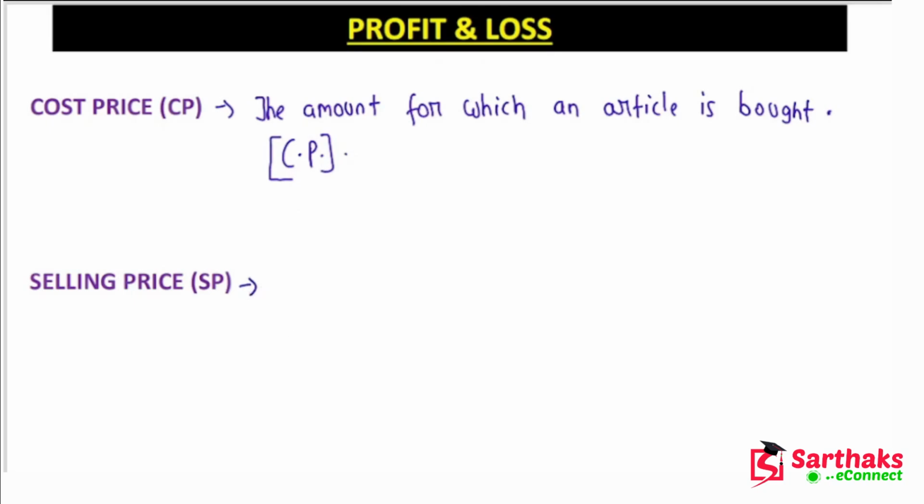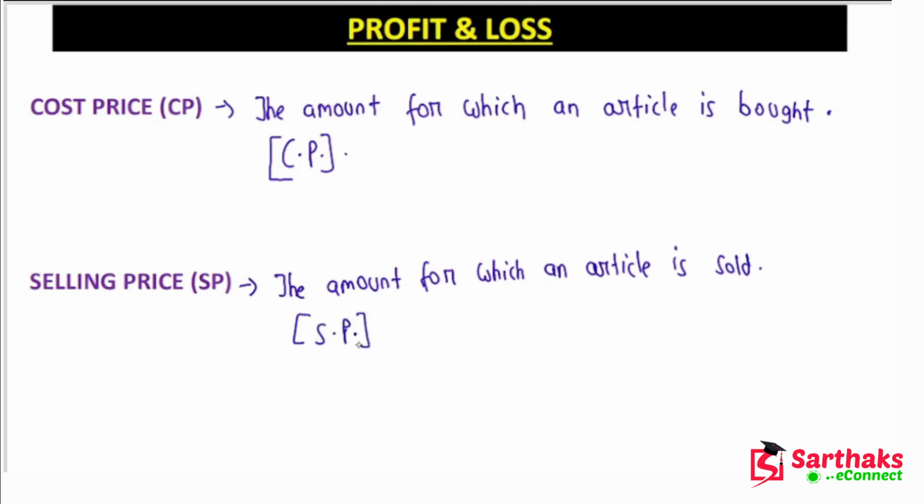Similarly, what is the selling price? The 10,000 rupees you spent to acquire the computer is the cost price. Now suppose you sell it for 12,000, then that will be the selling price. So selling price is the amount for which an article is actually sold. It is called selling price, and it is abbreviated to the short form SP.